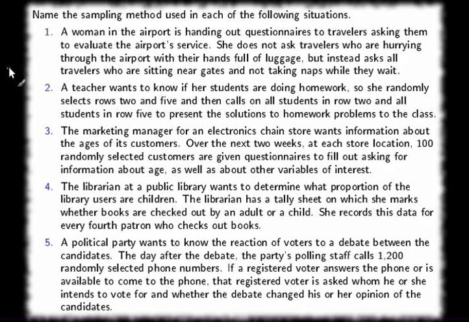This is called a convenience sample because it uses data that are convenient or simple to collect. Number 2. A teacher wants to know if her students are doing homework, so she randomly selects rows 2 and 5 and then calls on all students in row 2 and all students in row 5 to present the solutions to homework problems to the class.